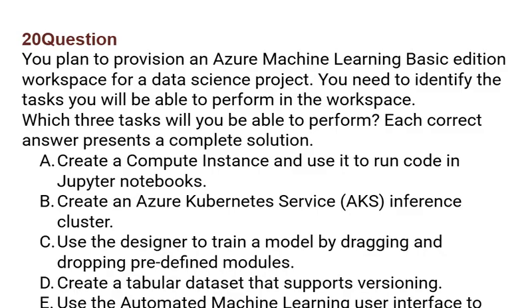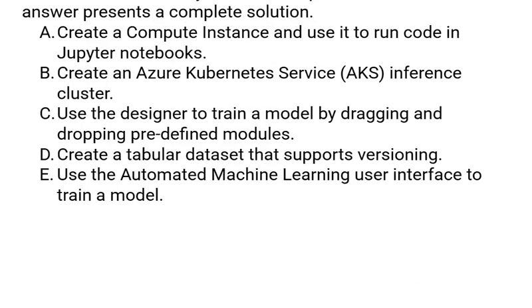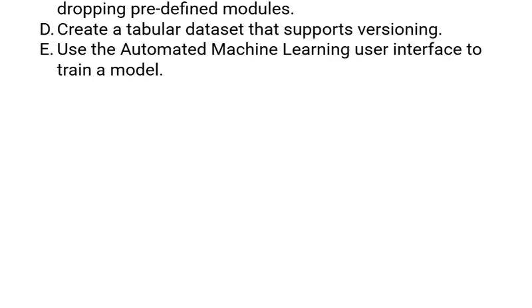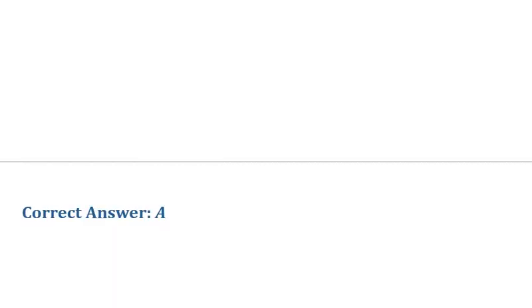Option B, create an Azure Kubernetes Service, aka inference cluster. Option C, use the designer to train a model by dragging and dropping predefined modules. Option D, create a tabular dataset that supports versioning. Option E, use the automated machine learning user interface to train a model. Correct answer is option A.